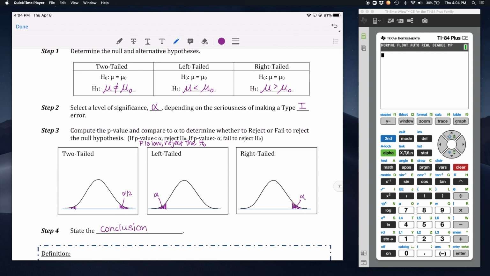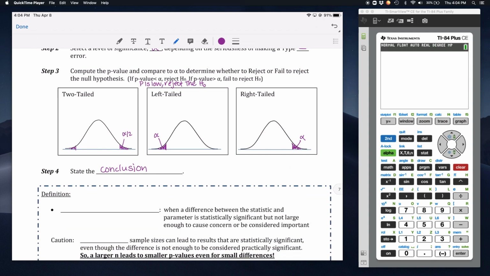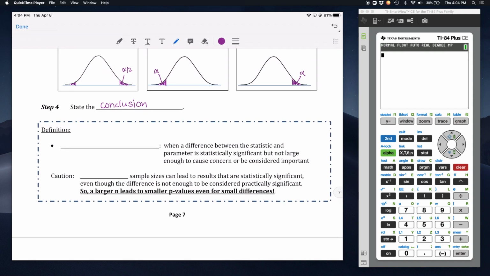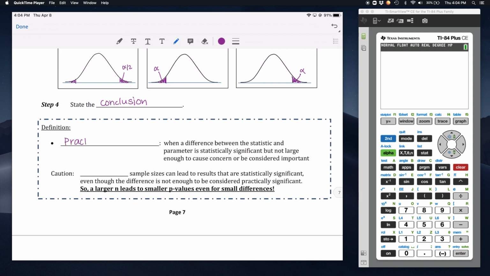All right, let's keep going then. There's something new here we're going to introduce, and this is the idea of practical significance. So we've been talking about stating our conclusion, if there's statistical significance, but is it practical? It's when the difference between the statistic and the parameter is statistically significant, but not large enough to cause concern or be considered important. So it's like, hey, we may decide to reject the null, but then as you actually look at it, it's like, oh, the data we found was really not that different from what we had.